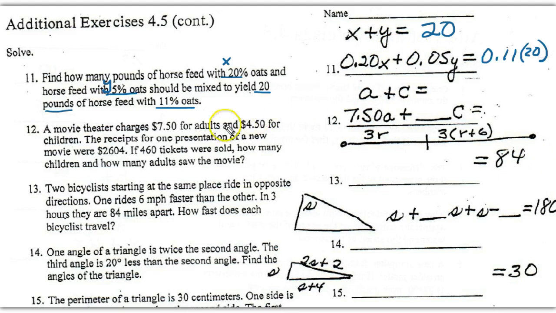Another famous one is movie theaters or any kind of event where you're going to have, let's say, adults and children, and then you're going to sell tickets at different prices, and you're going to have a total receipt of this and this many tickets sold. So we can use the letter A for the adult, the number of adults, and the number of children attending, we say, is 460.